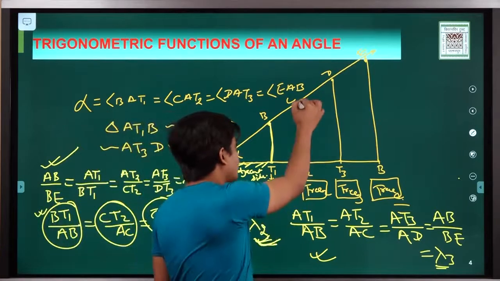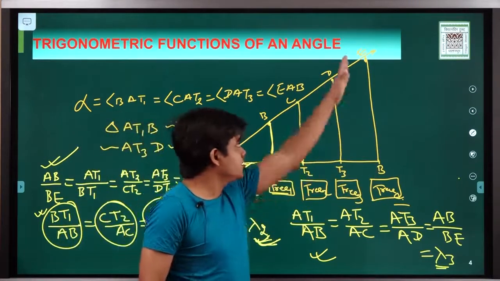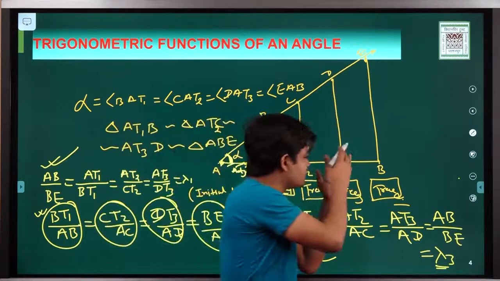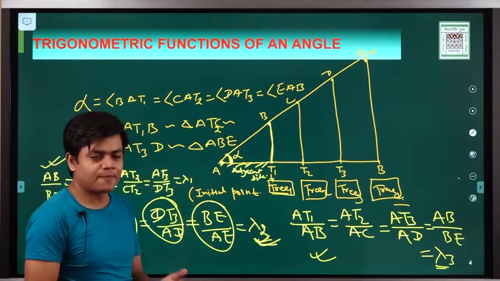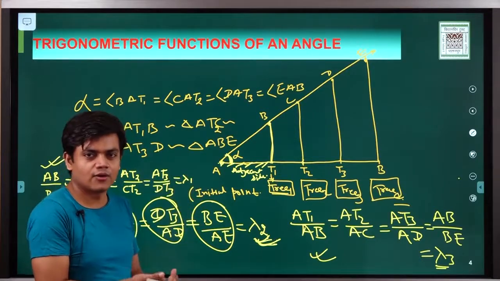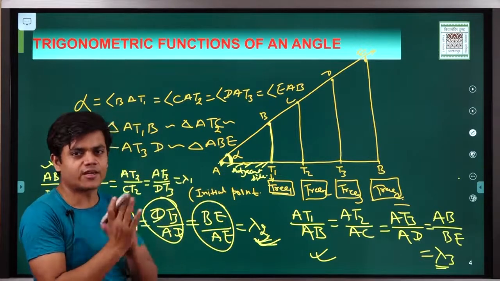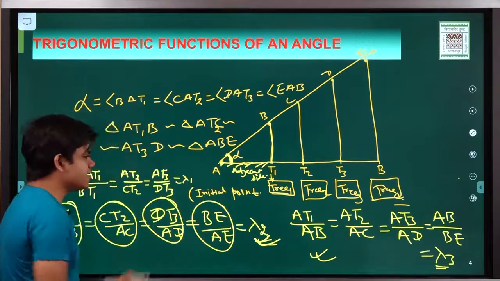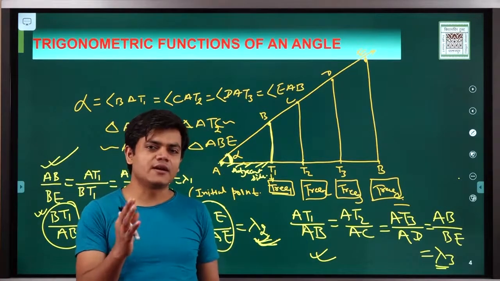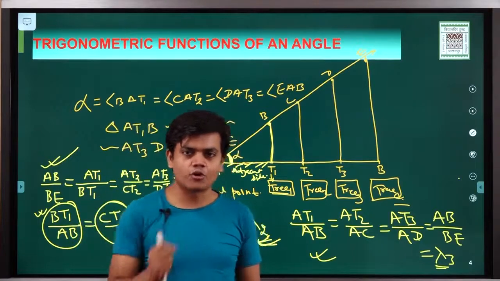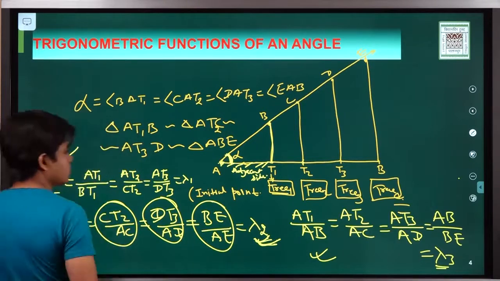Similarly, we can find the length of another tree, CT2. We can find the length of another tree, DT3, BE, and a tree at any place. Without reaching the tree, we can find their lengths. By using this trigonometric system, we can do things easily. So now we have seen 6 trigonometric ratios, which will be introduced in the next slide. So what are those?